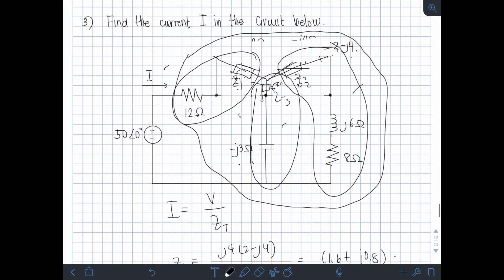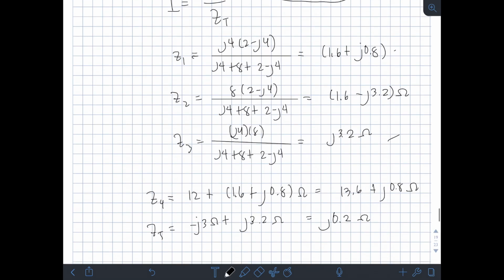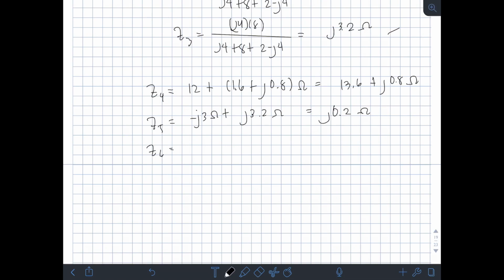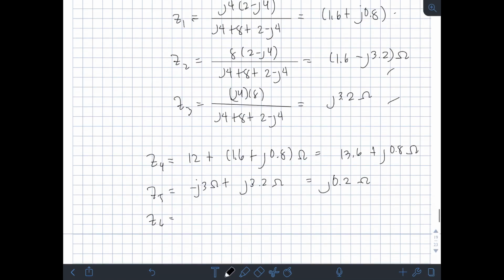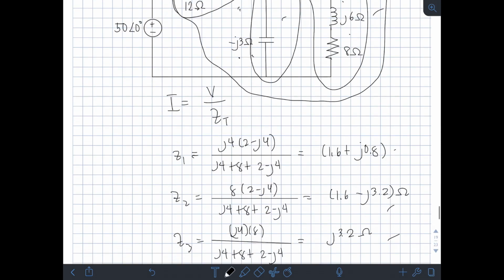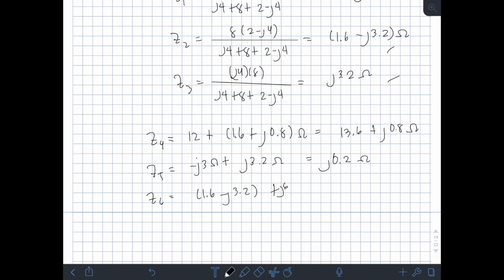Okay? And then last, let's say Z6 is this branch. So, Z2 plus the sum of this J6 ohm and 8 ohm. So, Z6: what was our Z2? 1.6 minus J times 3.2 ohm. And then plus this J6 and 8 ohm. Plus J6 plus 8 ohm. So, what is the total? We have 9.6 plus 2.8 J ohm.